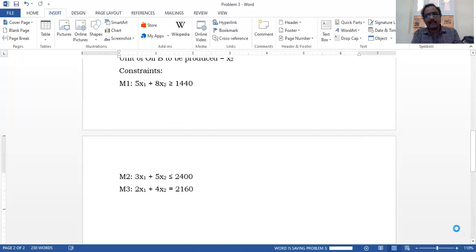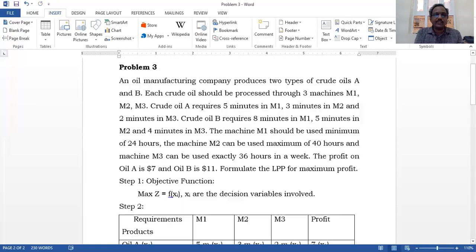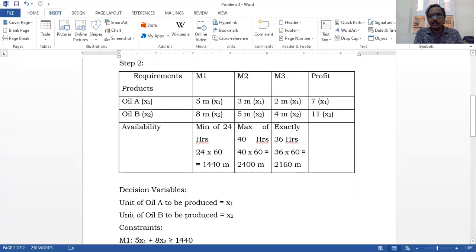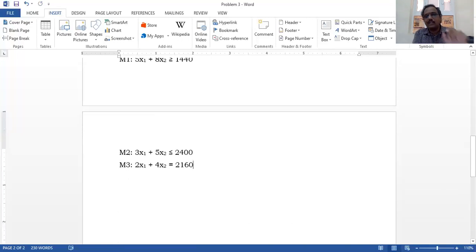So when we are making the constraints here, we are having three different conditions, because the first machine should be used minimum, the second machine has to be used maximum, and the third machine has to be used exactly. So based on the terminologies, we have formed the constraints. The first machine is greater than or equal to, as we have to use minimum, machine 2 is less than or equal to, as we have to use maximum, and machine 3 is equal to, as we have to use exactly.